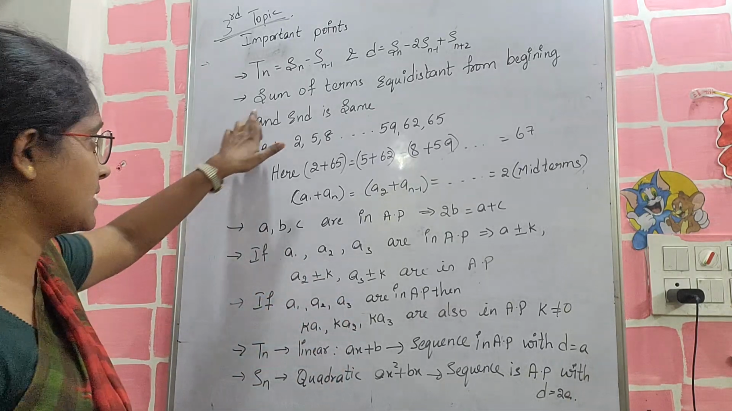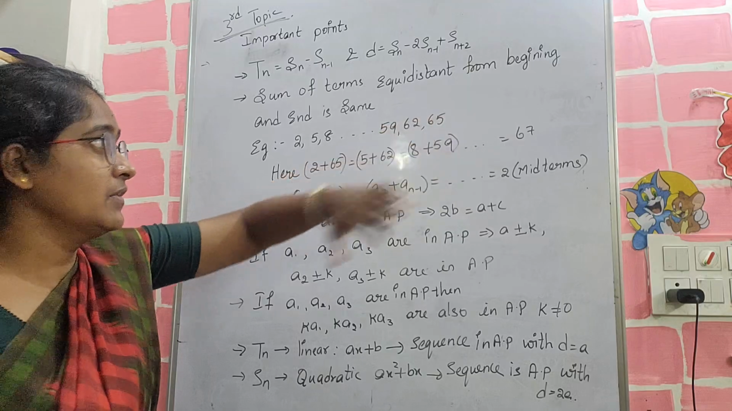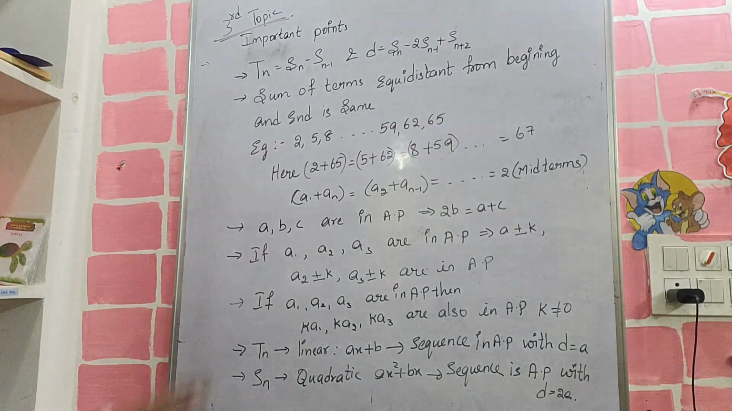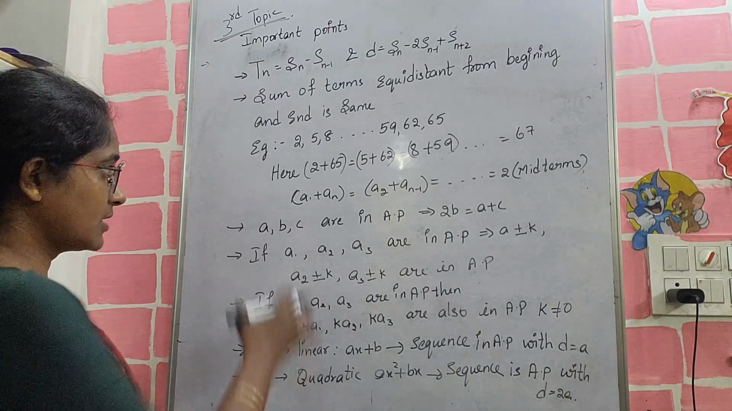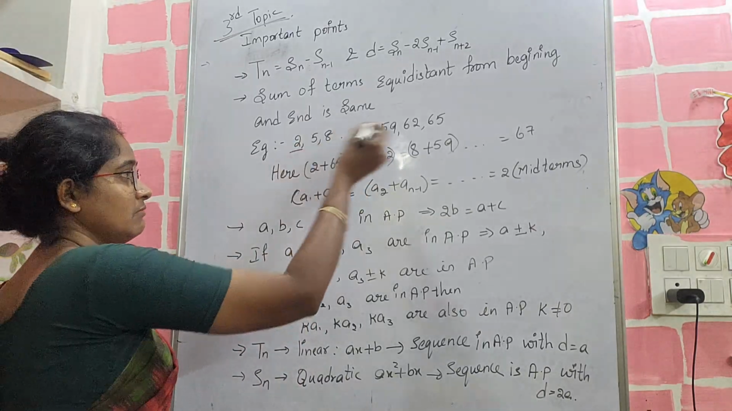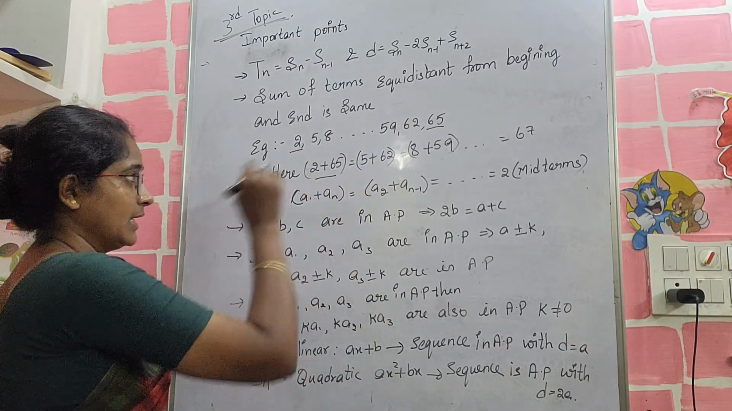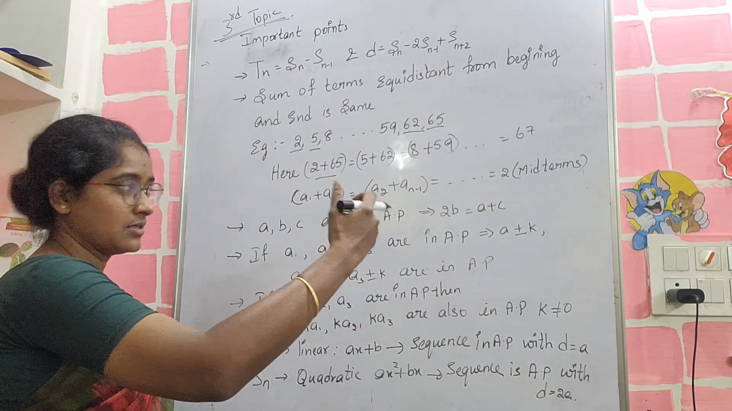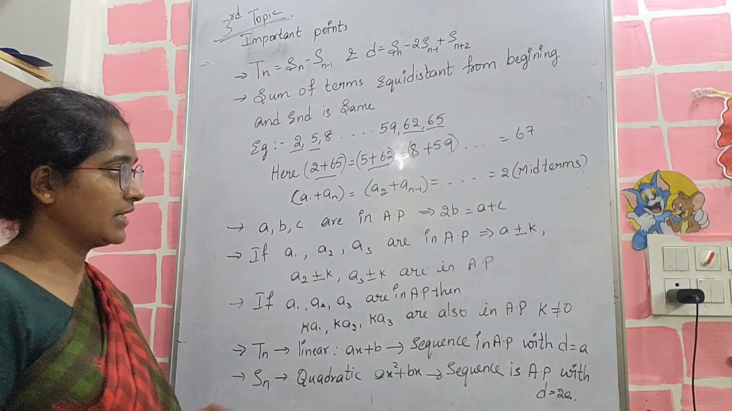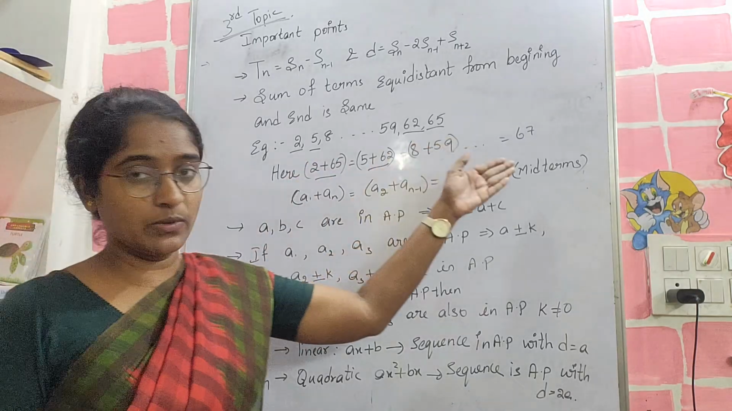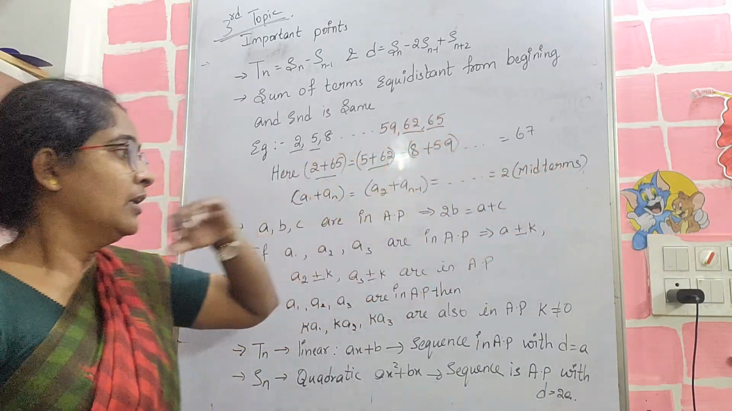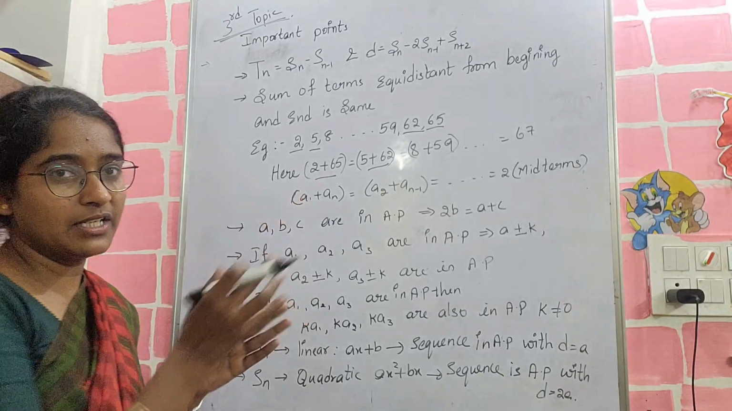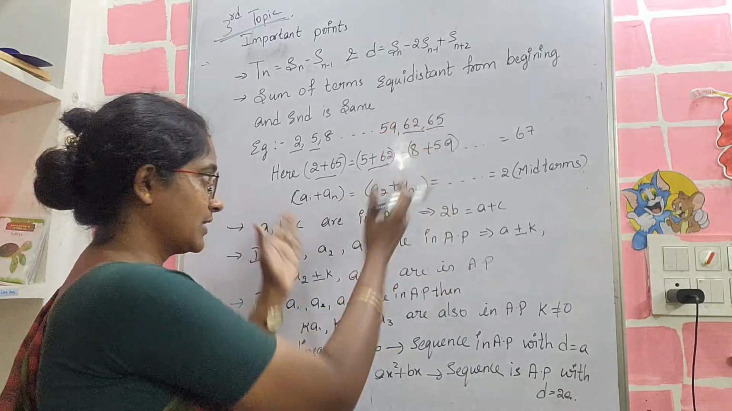The next point is that the sum of the terms equidistant from the beginning and the end is the same. Suppose these are the terms. The first term and the last term, if I add them, and the next term from the beginning and the next term from the end, if I add both, then that will be equal to the middle term, if it is an odd number of terms, because there will be one middle term. So like this it comes.